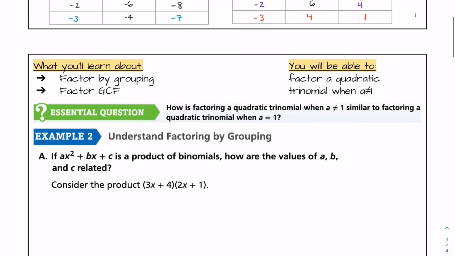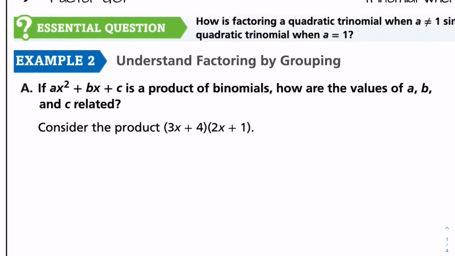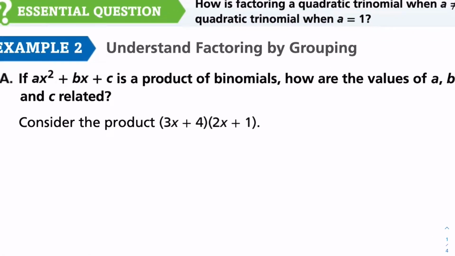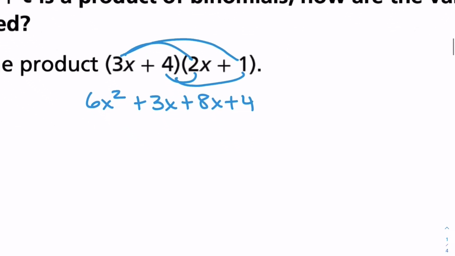So first example we have here is considering the product of this. So let's distribute this, and then we'll go back and factor it. So the goal is that we're going to go in one direction by multiplying this together. So 6x squared plus 3x plus 8x plus 4. So we now have it distributed, and I'm going to clean it up by combining like terms. So it looks like our 3x and 8x can become 11x.